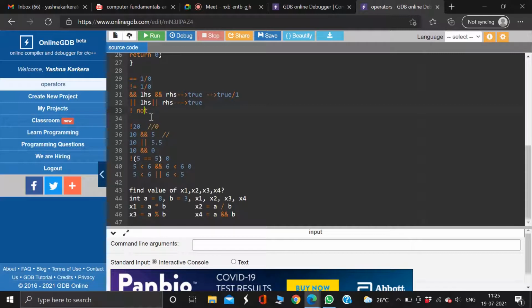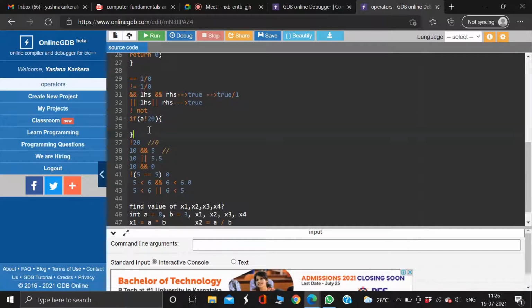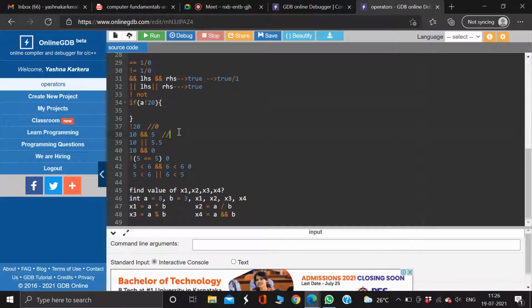Usually, when I use this in a loop, you will understand it more clearly. For example, if I say if A is not 20, it will check whether A is 20 or not. If A is not 20, then only all the statements inside the if will execute. Is this now clear? Whenever it is not 20, it's going to be true. If it is 20, then it's going to be false. I hope this is clear for everyone. Now answer these questions.